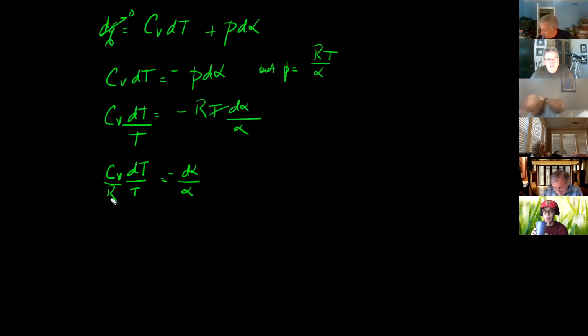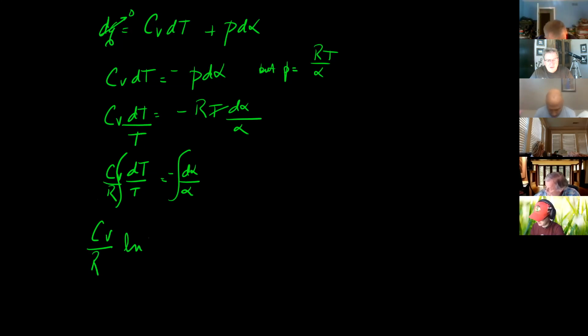Because when I integrate this, CV over R is a constant. Yeah, you can pull it out. And then that's going to be the natural log of T equals minus the natural log of alpha.